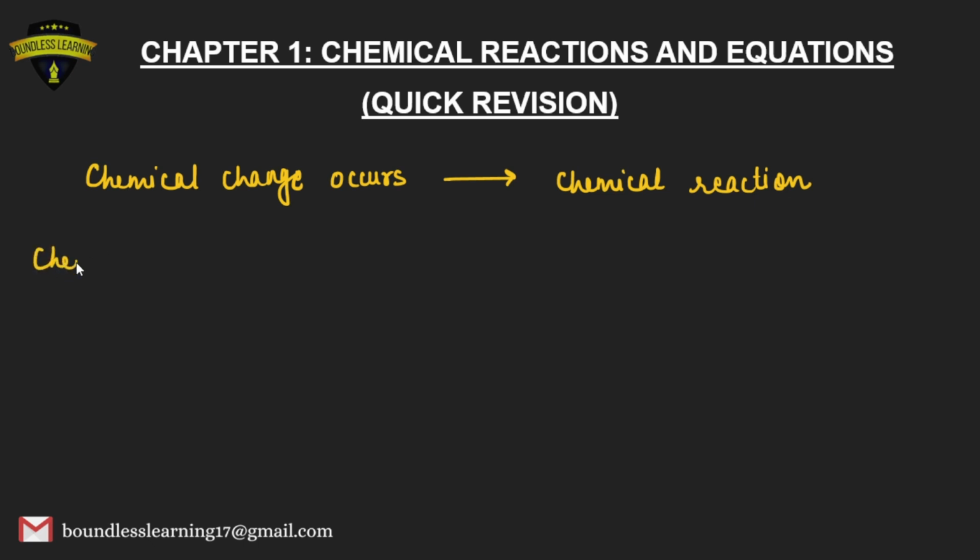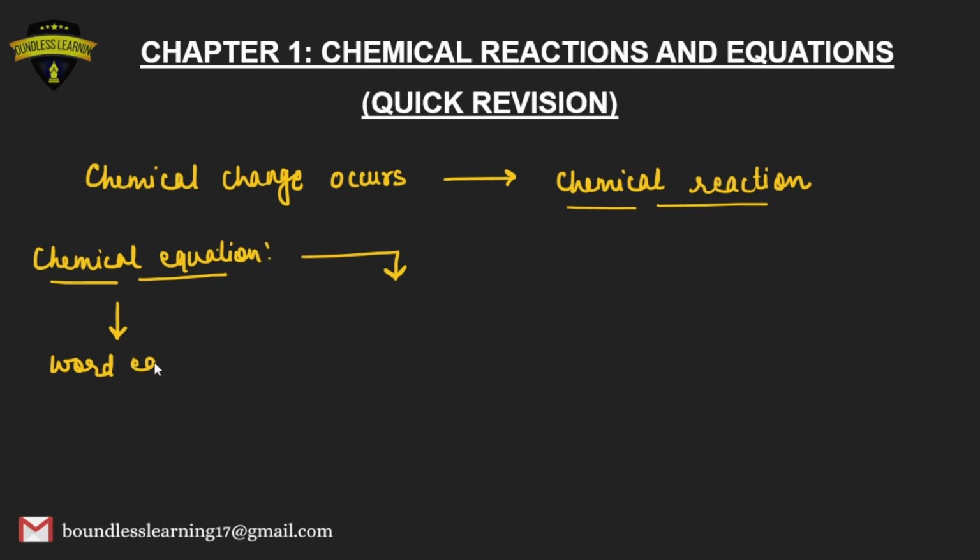So let's start with what a chemical equation is. Whenever this chemical reaction occurs, we can represent this chemical reaction in the form of an equation, which is called a chemical equation. Now this chemical equation can be written in two forms: either it could be a word equation or it could be a chemical equation.